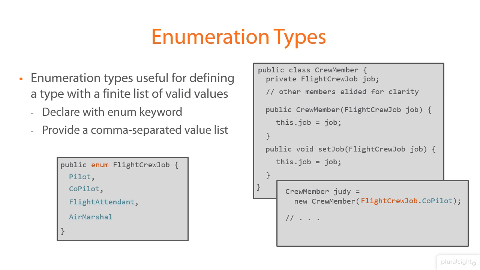Let's say some time goes by and Judy gets a promotion. Well, we can now make Judy the pilot. So we can simply say Judy.setJob. Again, we use the enumeration name flight crew job dot and the value pilot. Enumerations are most commonly used in this way, defining this finite list of values. But enumeration types actually have a number of much more advanced capabilities beyond this that we'll talk about later in the course.